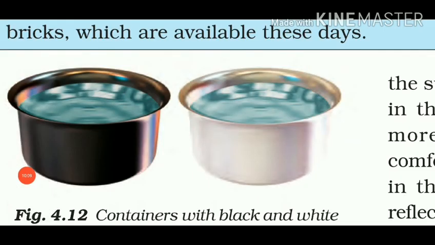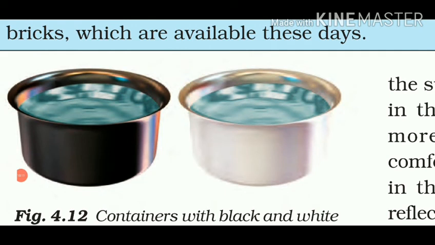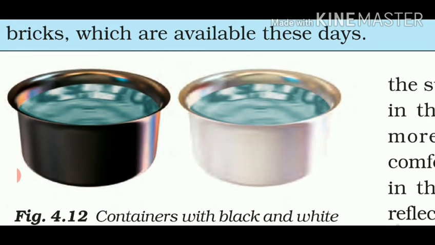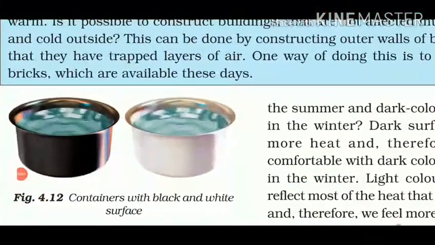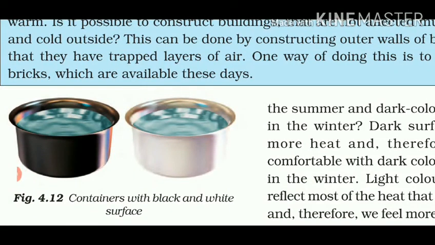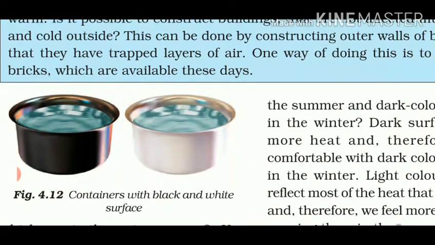So our observation in the above activity is that black surfaces are better absorbers of heat than white or silvery surfaces. In fact, black and non-shiny surfaces are the best absorbers and best emitters of heat. And the white and silver shiny surfaces reflect most of the heat. They are poor absorbers of heat.